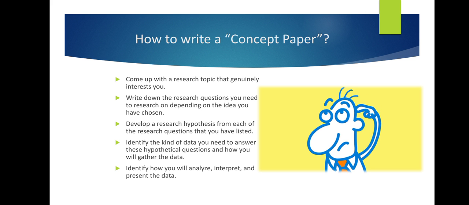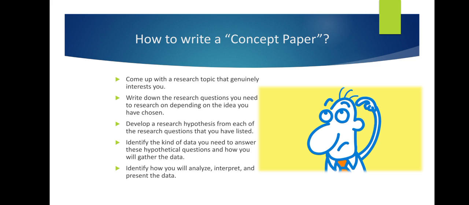Now, the second one you need to consider is you write down the research questions you need to research, depending on the idea you have chosen. So, let's say, for example, if your chosen topic is about economics, since you're an ABM student, or let's say engineering problems, since you're a STEM student, you'll be thinking of problems, why you need to research or study those particular topics or those particular issues.